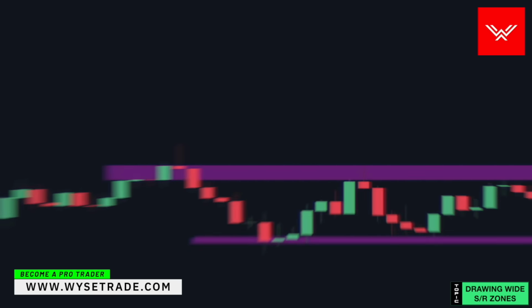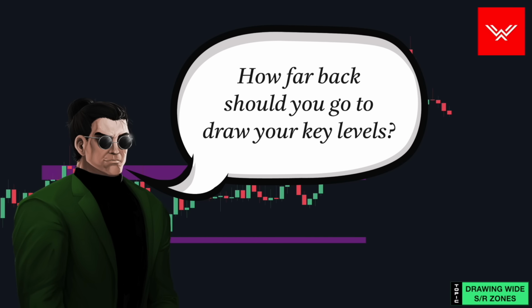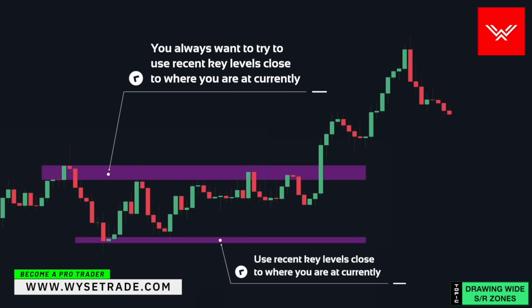So a question you probably have: how far back should you go to draw in your key levels? You always want to try to use recent key levels close to where you are currently, like these here.